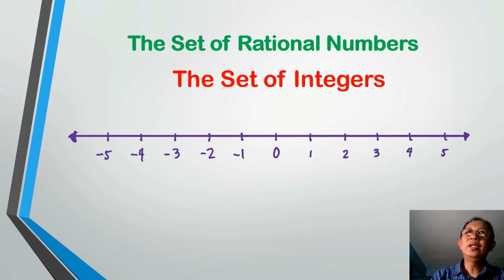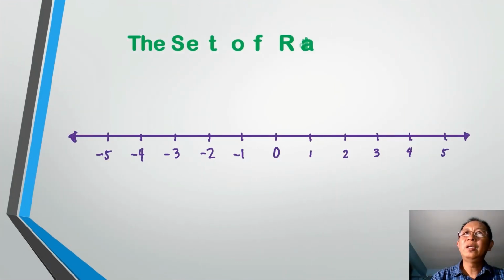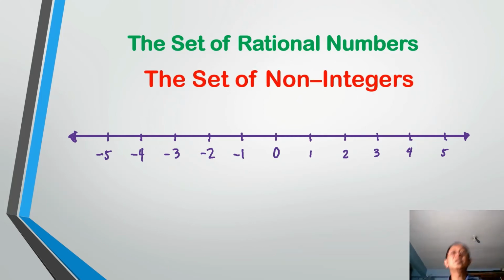So another set of rational numbers is the set of non-integers. So yung negative 1/2, kahit negative siya, hindi siya integer. Negative 1/2 is a non-integer. 6.75 is a non-integer. Lahat ng may decimal at saka may fraction, no? Hindi pala lahat.